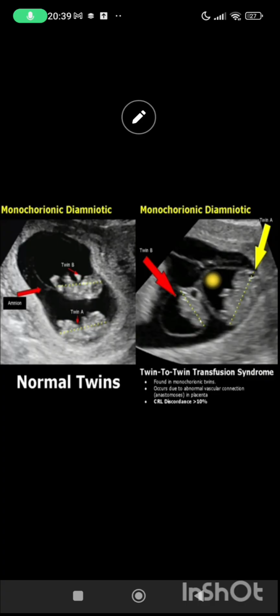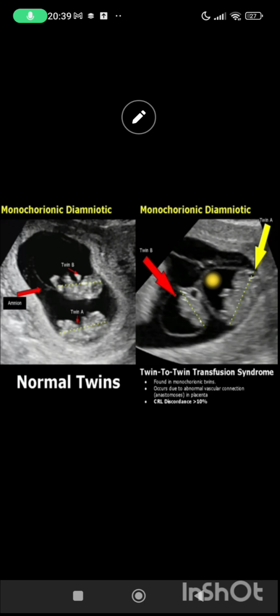So what happens with the donor? It receives less blood, so there is low blood volume. It becomes anemic and dehydrated. What about the urine output of the donor twin? Low or high? Low. So amniotic fluid will be less or more? Less. So it results in oligohydramnios in the donor twin.